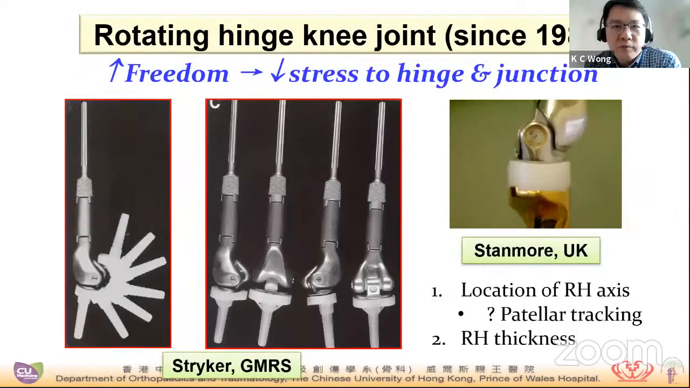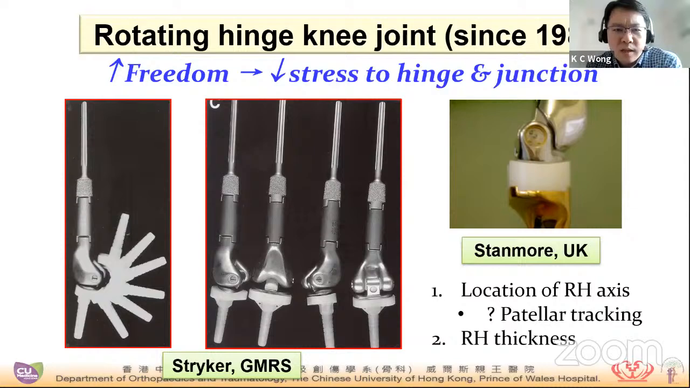From the very beginning, when we thought of other options for prosthetic reconstruction, one of the things in the market at that time was the rotating hinge. We thought that was a good start to minimize aseptic loosening of the implant, although there have been criticisms of the disadvantages of using these implants.